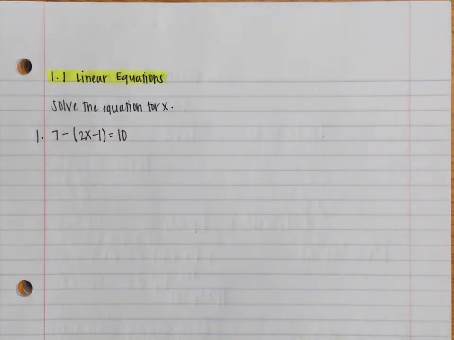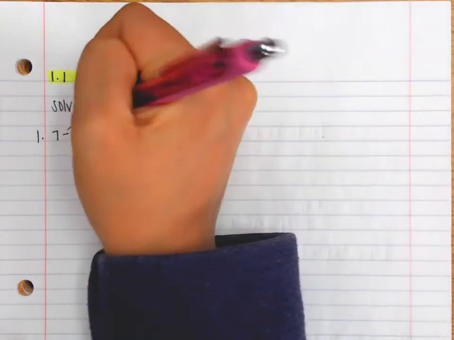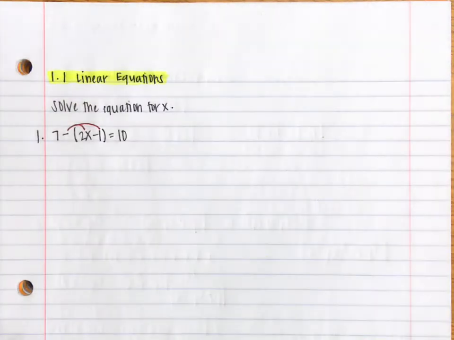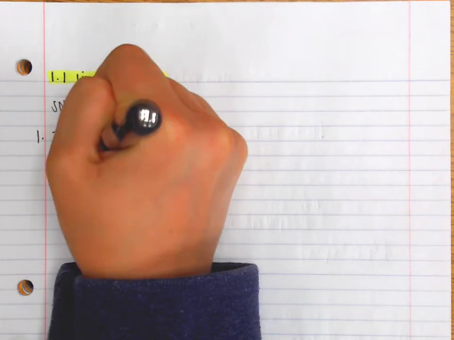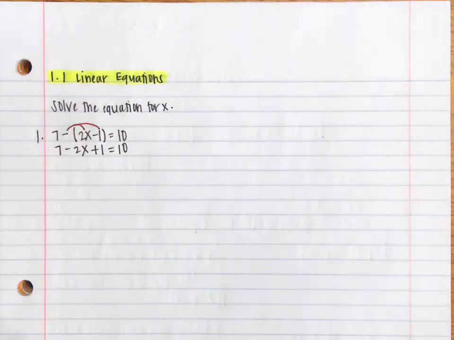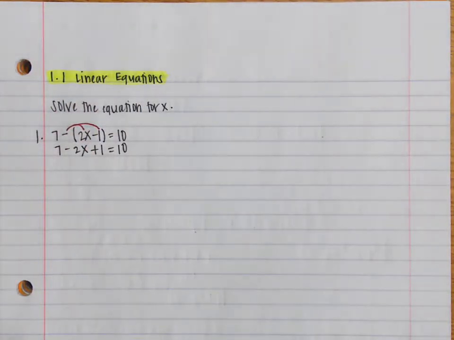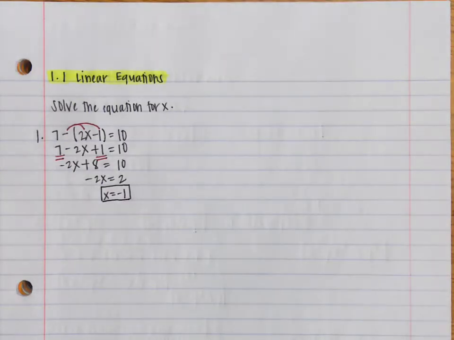So your first step here, and the most important thing, and the area where most people make a mistake, is forgetting to distribute this negative to both the 2x and to the minus 1. So this becomes 7 minus 2x plus 1 equals 10. So from there, we just combine like terms, start getting that variable by itself. So I just subtracted 8 from both sides, and now I'm going to get x by itself by dividing both sides by -2. And I get x is equal to -1.